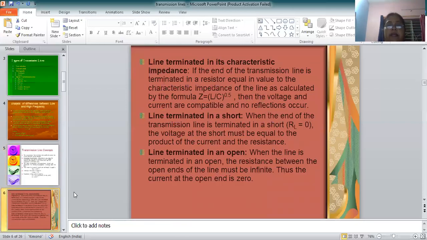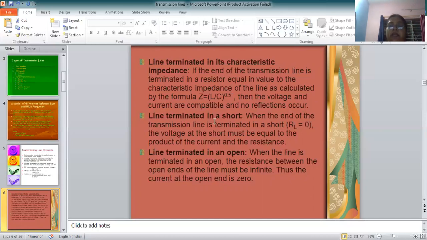Line terminated in its characteristic impedance: if the end of the transmission line is terminated in a resistor equal in value to the characteristic impedance of the line, as calculated by the formula Z equals the square root of L upon C, then the voltage and currents are compatible and no reflection occurs.